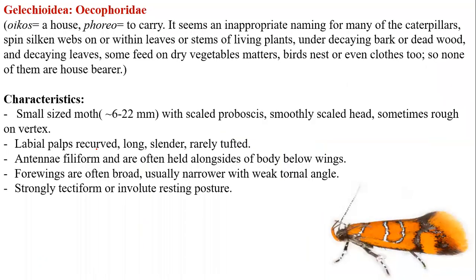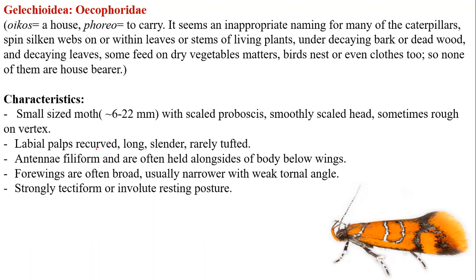Now, the second family, Oecophoridae. The family name is derived from two Greek terms, the term oikos, which means a house, and phoreo, which means to carry. It is actually an inappropriate naming because the name suggests that their caterpillars possibly carry a house or case like Psychidae or other families.